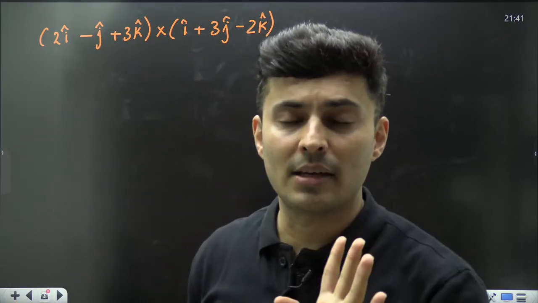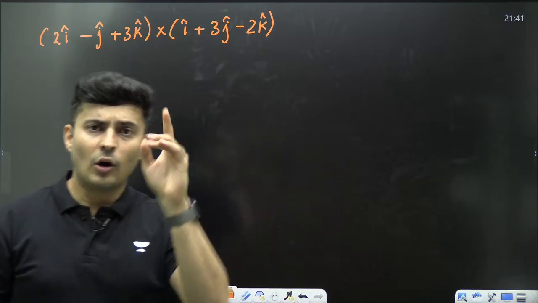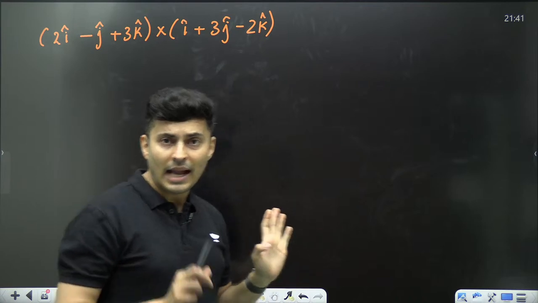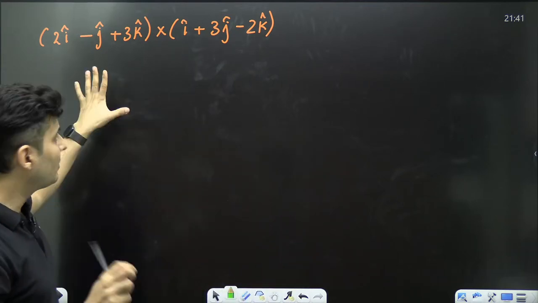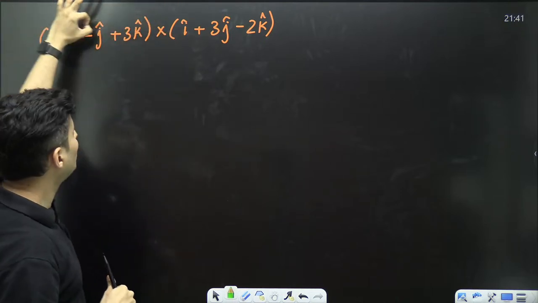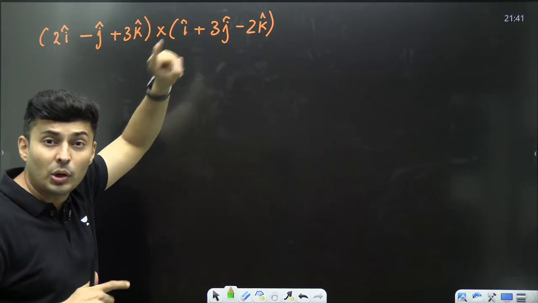I'll teach you a simple way. Should I teach you a simple way? Observe. Mark my steps. You can make short notes later on. As I'm telling you, mark my statements. Observe first: what you should do when you have multiple things, many things, and you have to take cross product?